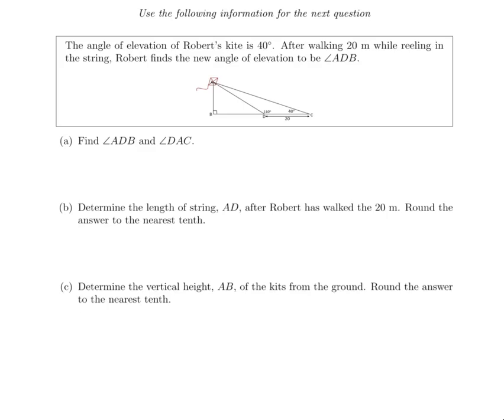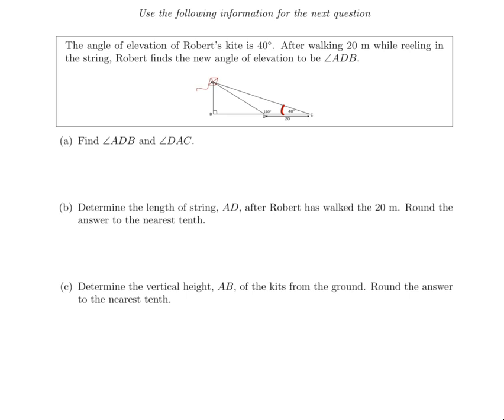In this question here, it says the angle of elevation of Robert's kite is 40 degrees. Okay, so that's this angle right there. After walking 20 meters while reeling in the string, Robert finds a new angle of elevation to be angle ADB. Now, the first thing we're going to do here is figure out what ADB and DAC are.